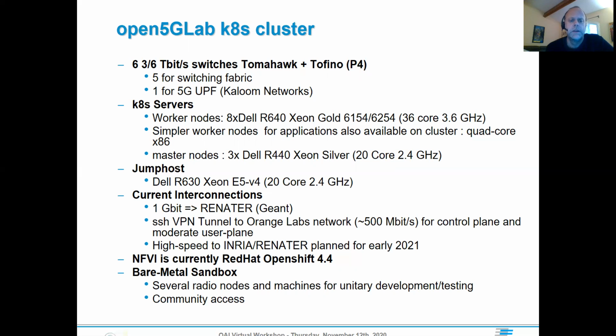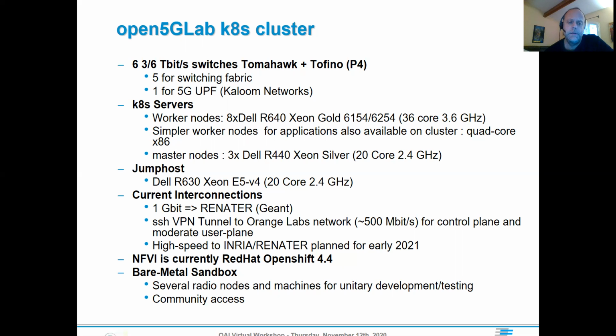The current interconnections we have on our cluster, we have a 1 gigabit interconnection with the Renater or GL network today, over which we have a tunnel with the Orange Labs network in Paris. It's around 500 megabits per second for control plane and moderate user plane interconnections. And we're planning a very high-speed interconnection locally to INRIA and the Renater network infrastructure for early next year.